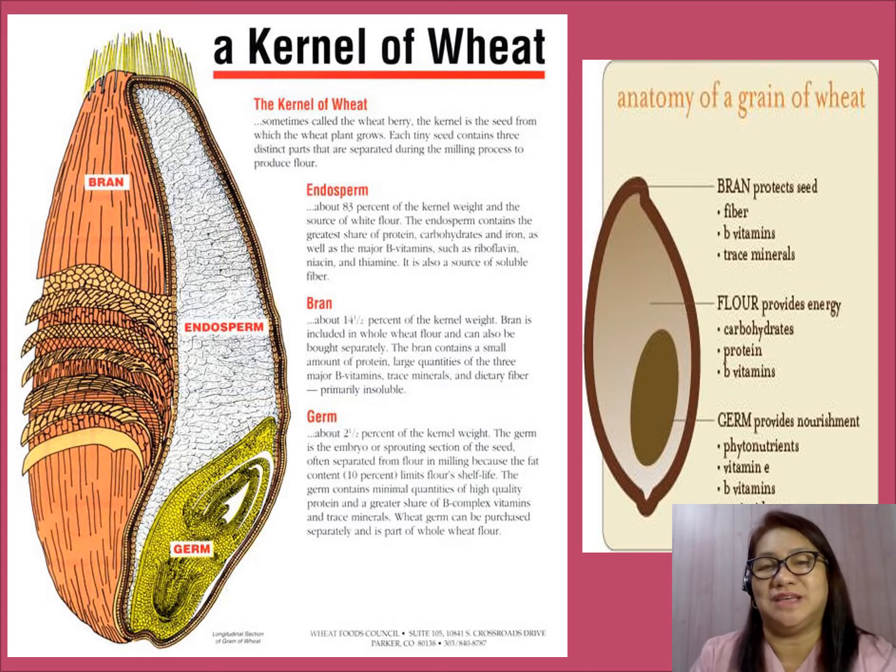The germ is the embryo or sprouting section of the seed, often separated from flour in milling because the fat content, which is 10%, limits flour shelf life. You can buy the germ separately, and it is part of the whole wheat flour.